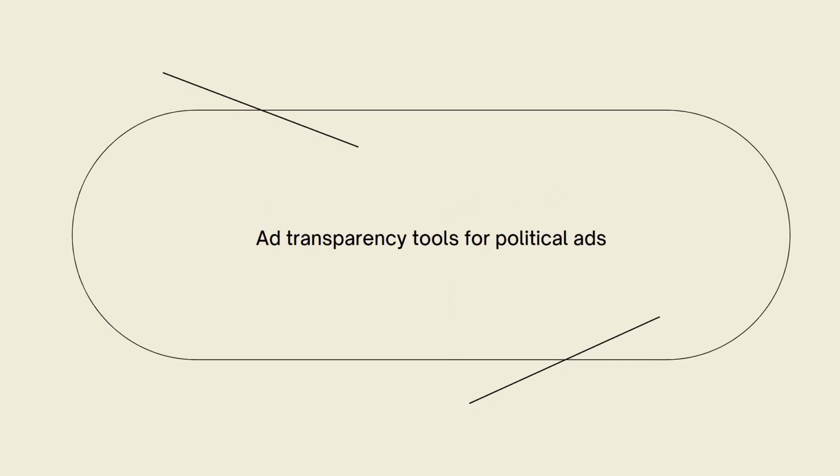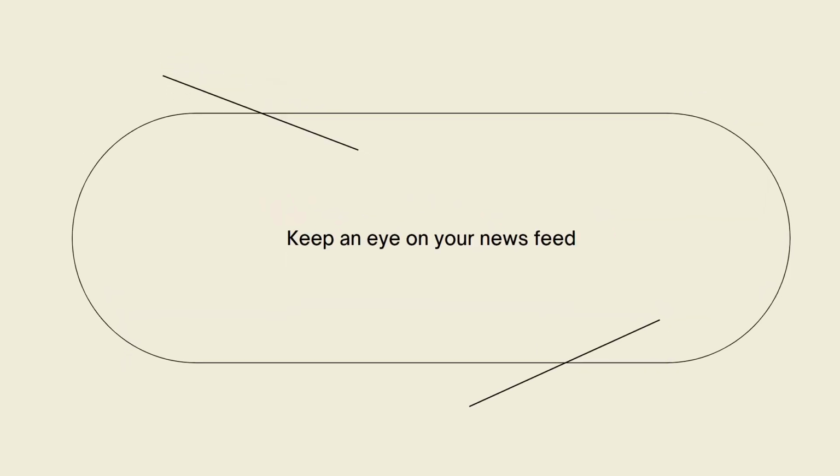Next, ad transparency tools for political ads. Facebook provides specific tools for transparency in political advertising. Although primarily intended for political ads, these tools can also provide insights into the ads run by political candidates or organizations that may be your competitors. Again, just go ahead and visit the Ad Library report for more information, at facebook.com/ads/library/report/.